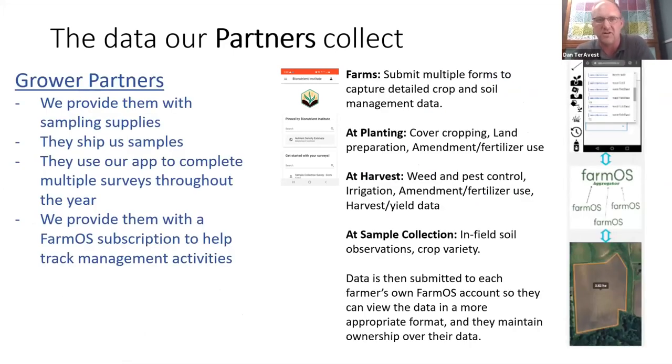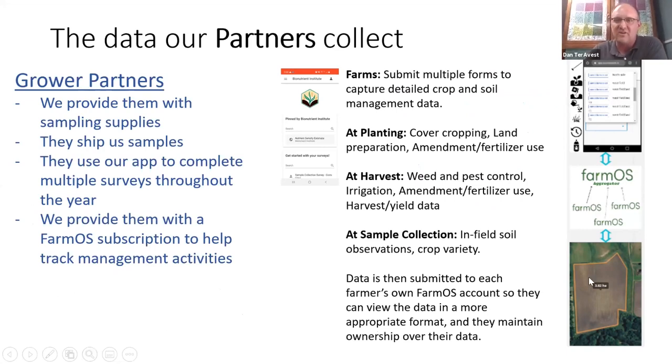And so the other type of partner are grower partners. So these are farmers that we interact with directly. Just like the citizen science partners, we provide them with sampling supplies, and they ship us samples. I think the big difference with our grower partners is, one, they submit a lot more data. They're not just submitting one short survey when they submit the sample, but they're actually doing it multiple times during the year.